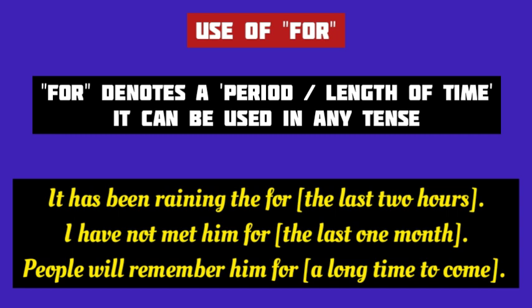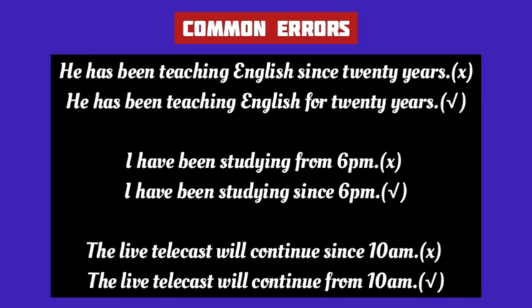For example, it has been raining for the last 2 hours. As you can see, here for is used to indicate the period of time for which the rain has continued. For does not tell us the exact starting point of time. It tells us how long an activity continues. I have not met him for the last 1 month. In this sentence also, for shows the duration of time for which I have not met him. And in the last example, people will remember him for a long time to come. The preposition for denotes a period or length of time and not a specific point of time.